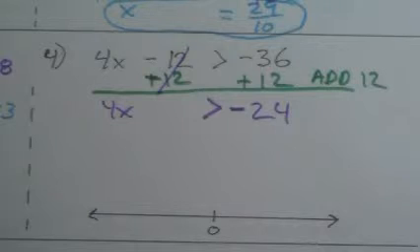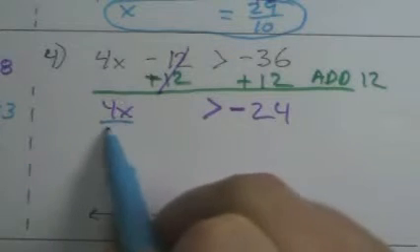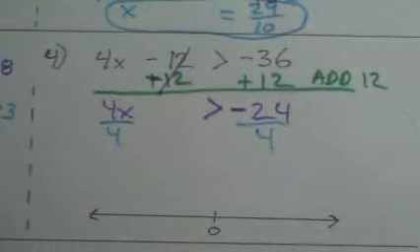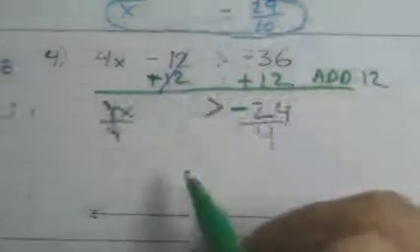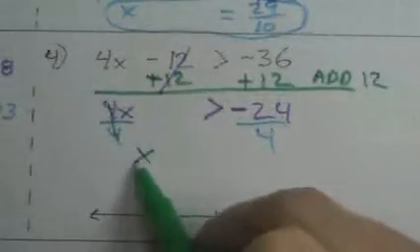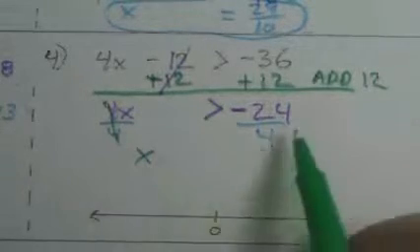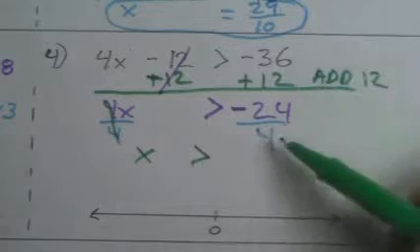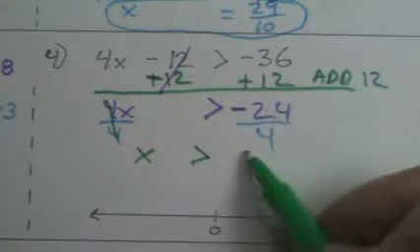All right, next I want to get the x by itself, so I'll divide by 4. And that's going to leave me with x. I didn't use a negative on both sides there. I didn't divide or multiply by a negative, so the arrow's the same. 4 goes into 24 6 times, and there's 1 negative, so it's negative.